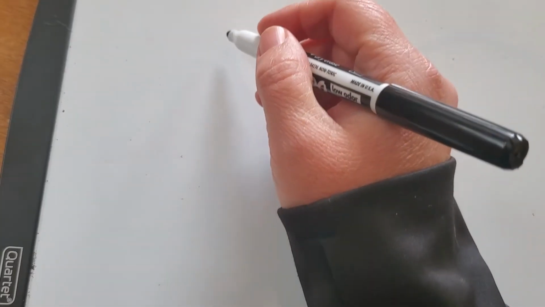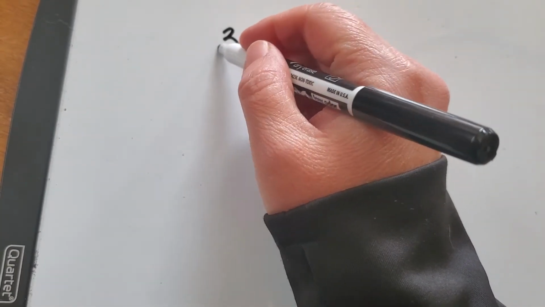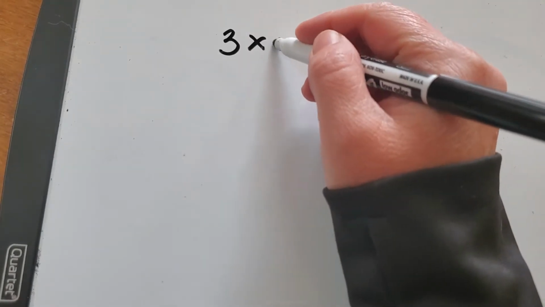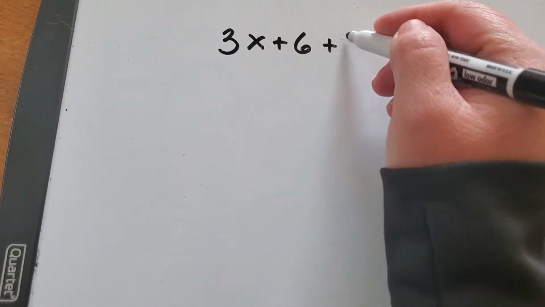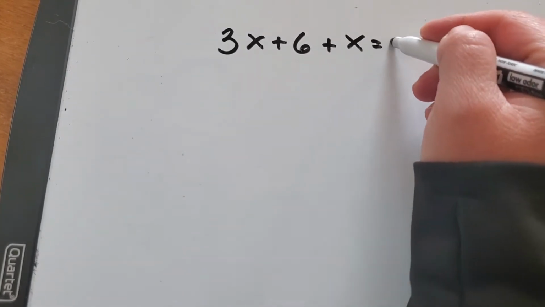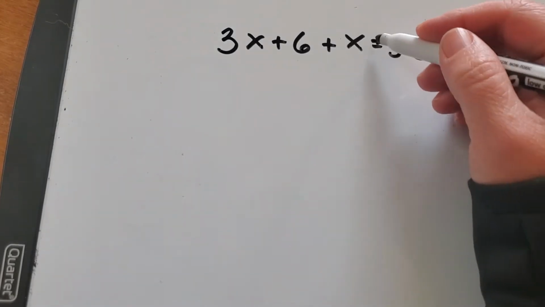We are reviewing how to solve equations that have both parentheses and/or like terms in them. So I'll do 4 problems with you, and then hopefully you'll be able to do the rest on your own. Our first problem is 3x plus 6 plus x equals 30.